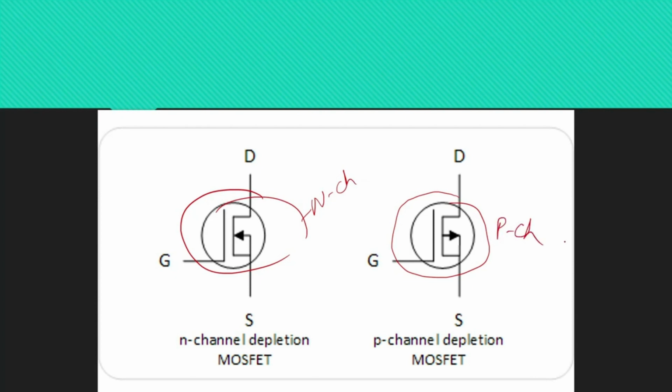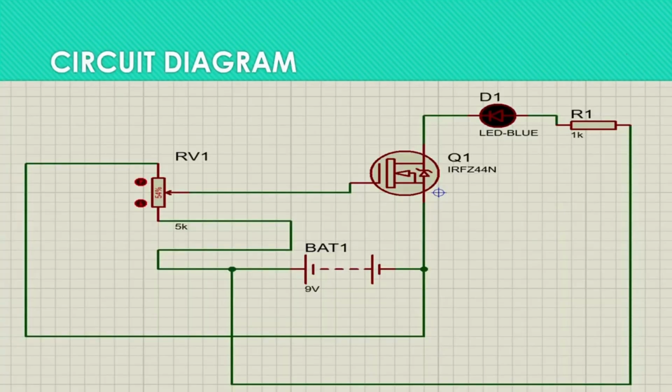Now we discuss practically how MOSFET works. This is the circuit diagram. In this we see how MOSFET works when we increase or decrease the gate voltage. I connected the source terminal of the MOSFET to the negative terminal of the battery and I connected the negative terminal of the LED to the drain terminal of the MOSFET.